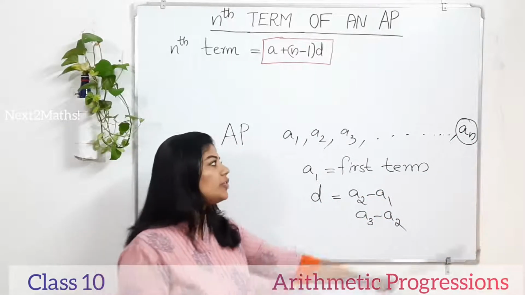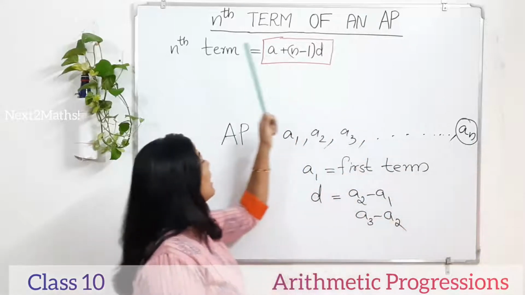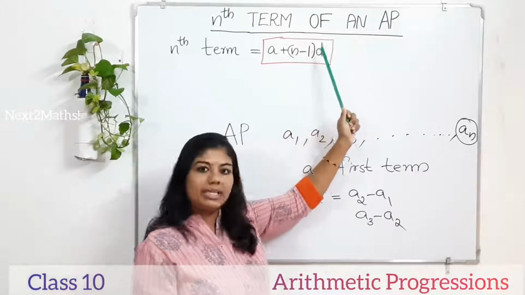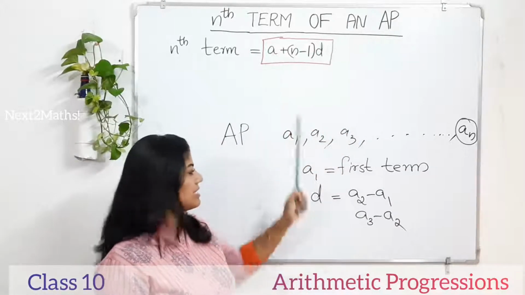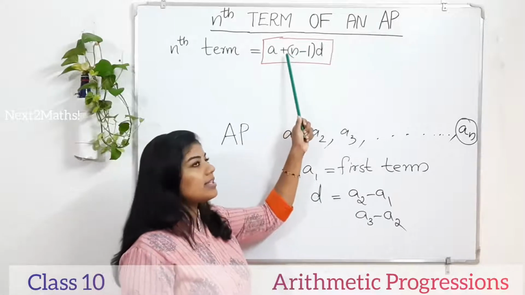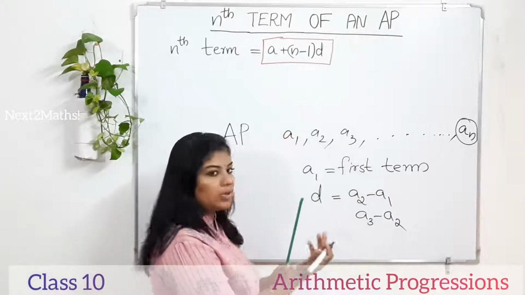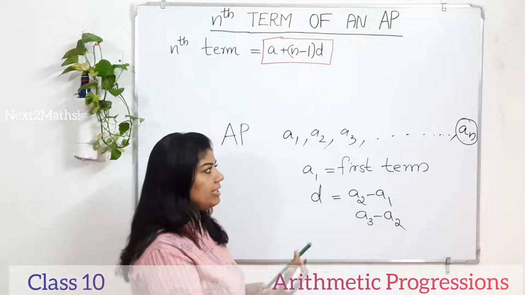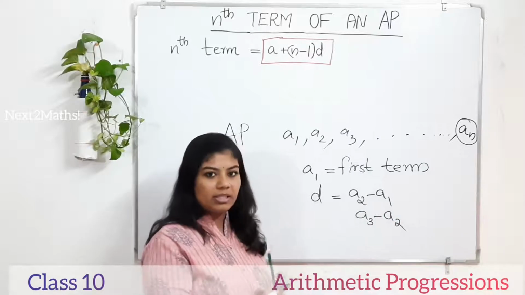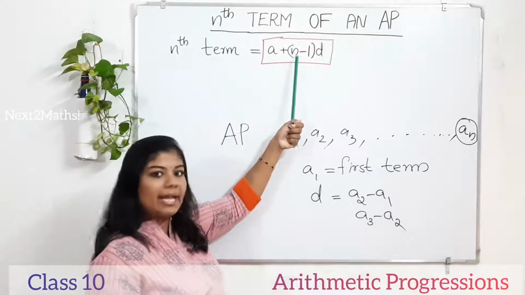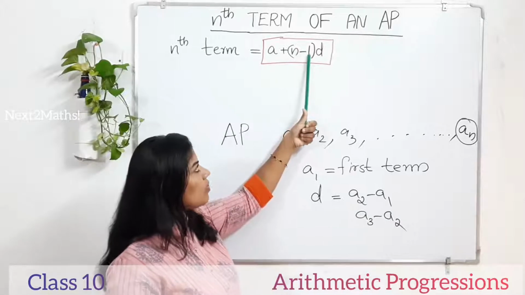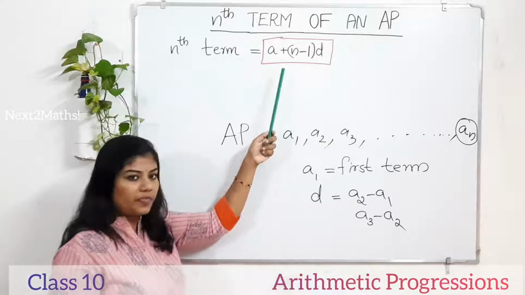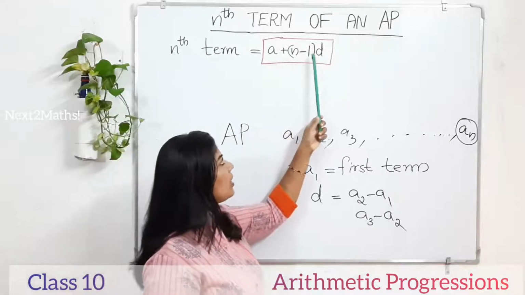So we have one equation to find this nth term. Nth term equals A plus n minus 1 into D. This A represents the first term. N means how many terms you need. Suppose you want to find the 20th term of this sequence, or the 10th term, 5th term like that, that will be the n. Then n minus 1, and D will be the common difference. So this is the equation: A plus n minus 1 into D.